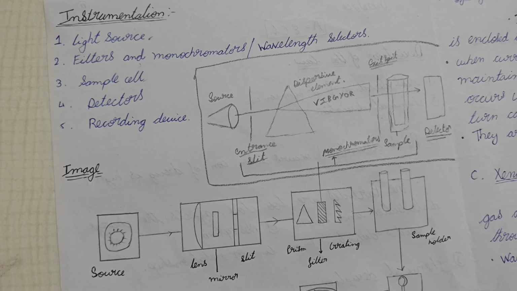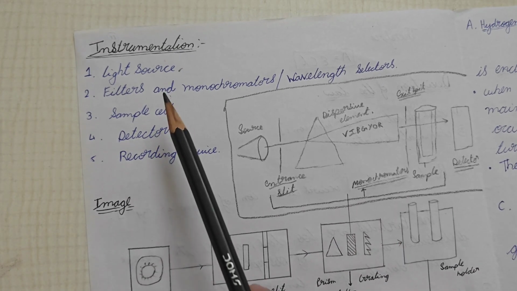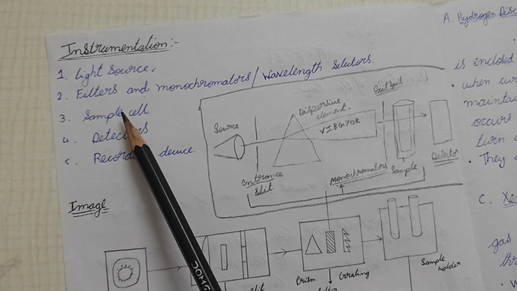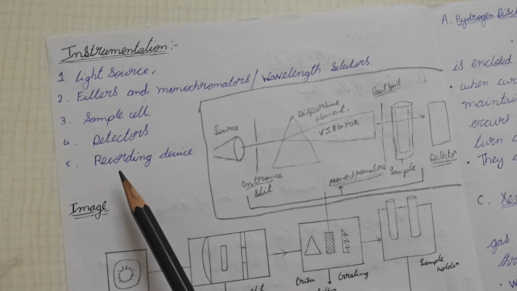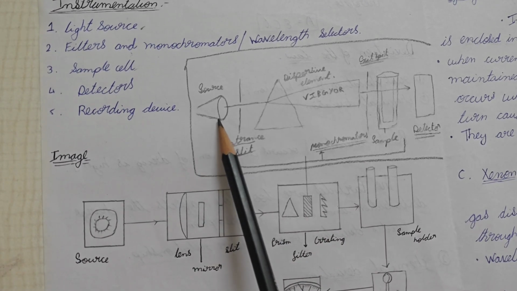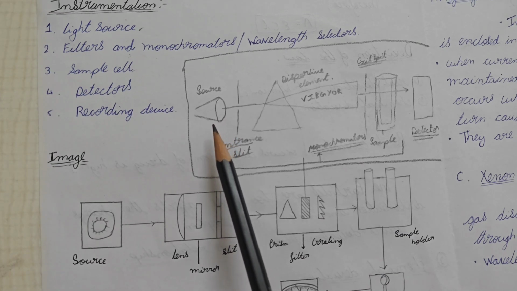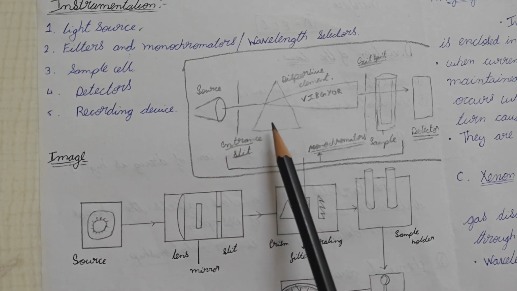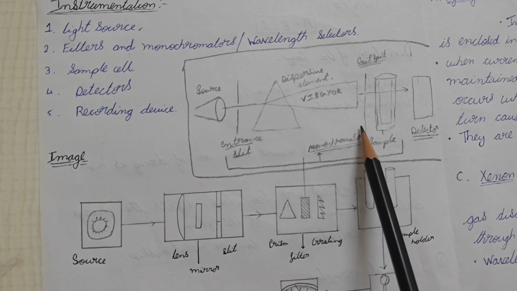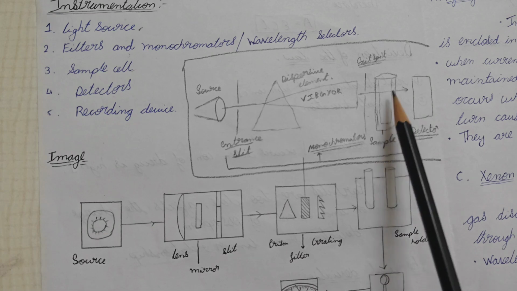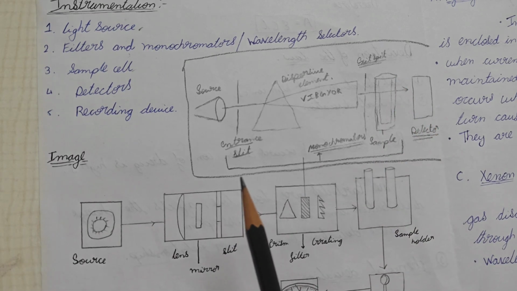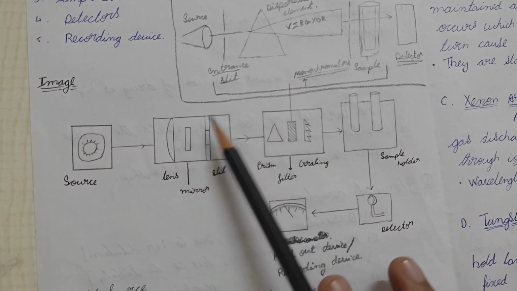This is the instrumentation. It is made up of firstly the light source, filters and monochromators, sample cell, detectors and readout devices. Here you can see the diagram. The source where the radiation or electromagnetic radiation falls on the prism where it disperses, and these two are used to select the beam of light, and here is a sample holder, or it is also called as cuvette, and the detector. Here is the actual representation. You can draw any of these two diagrams.